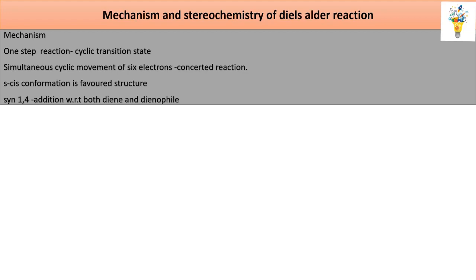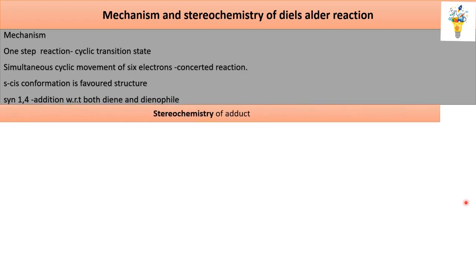The cyclic transition state consists of 6 members, with the simultaneous cyclic movement of 6 electrons. So it is a concerted reaction. Yes, the cis conformation is the favored structure. And it is always a syn-1,4 addition, always suprafacial, with respect to both the diene and the dienophile.